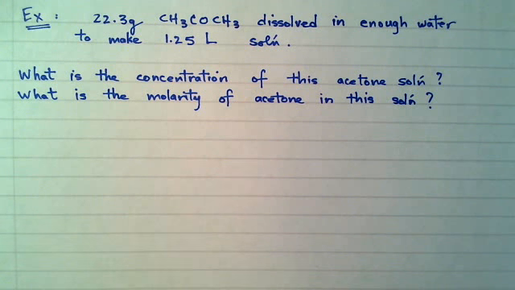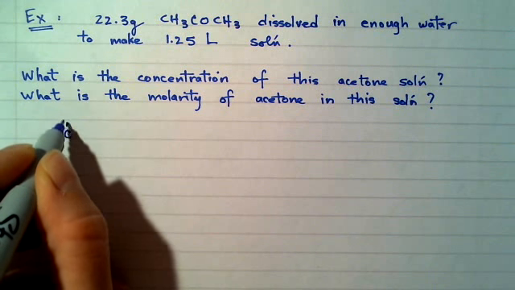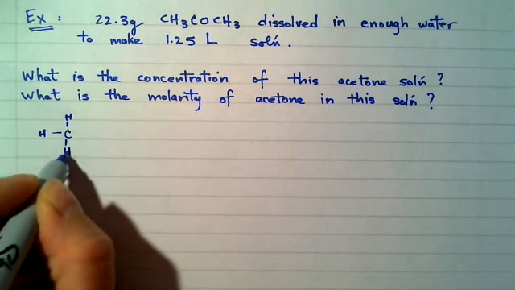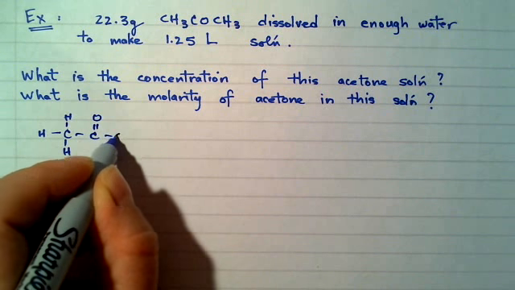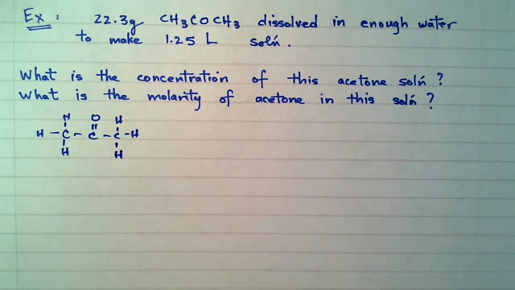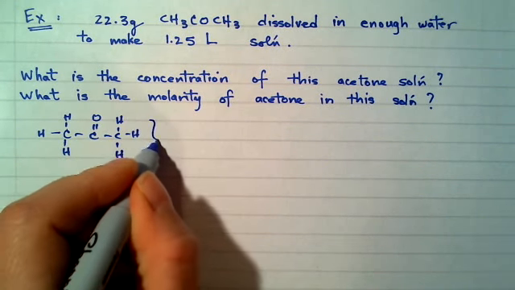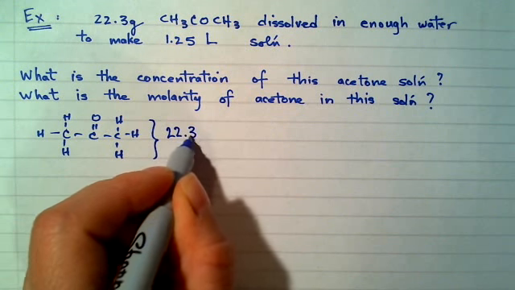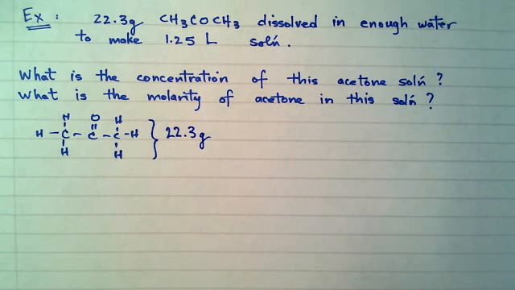In this example, we're making a solution of acetone, and acetone has a formula of CH3COCH3. In fact, it actually looks like this: CH3, C double bond O, CH3. We don't need to know this to answer this question. I'm just showing you what it is. We're dissolving 22.3 grams of it, and we're dissolving it in enough water to make 1.25 liters.